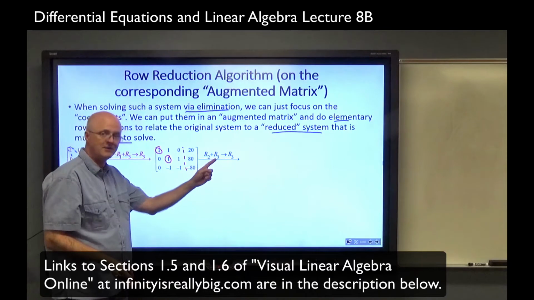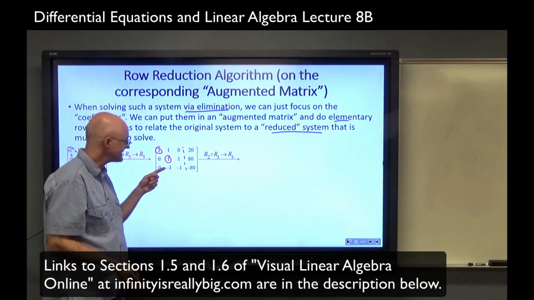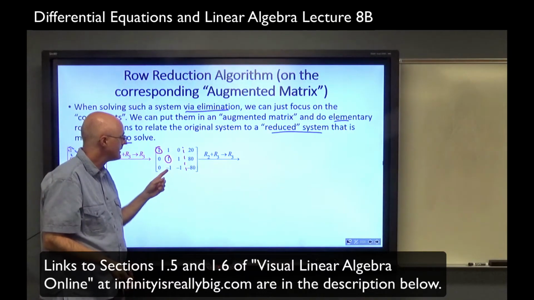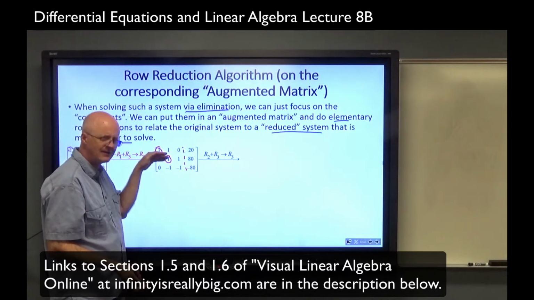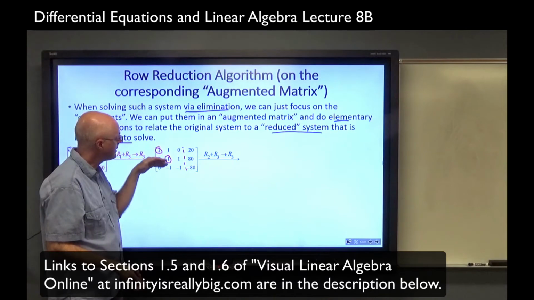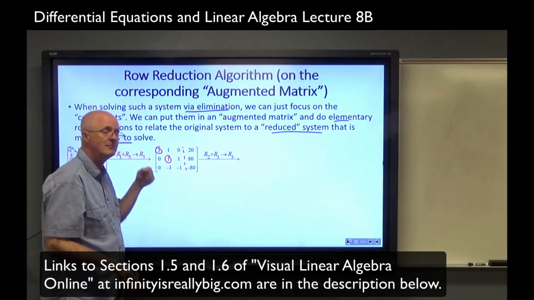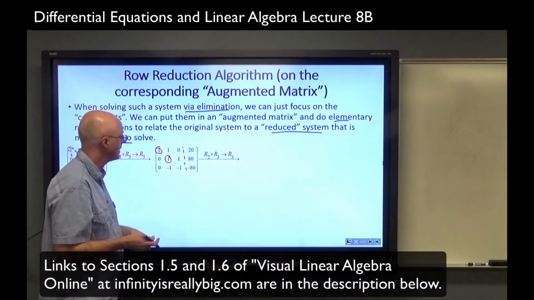Take row 2, add it to row 3, put the answer in row 3. 1 plus negative 1 is 0. That will give me a 0 down there. That corresponds to y plus negative y is 0, if I was thinking in terms of the actual equations themselves.